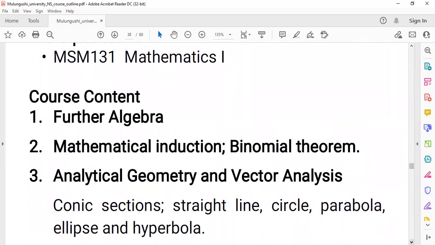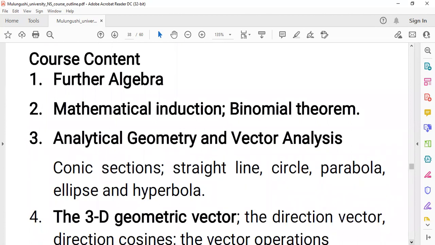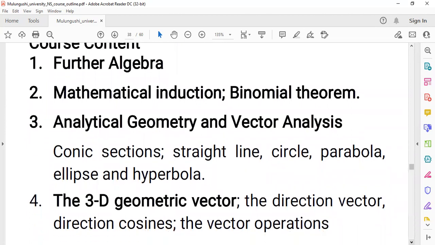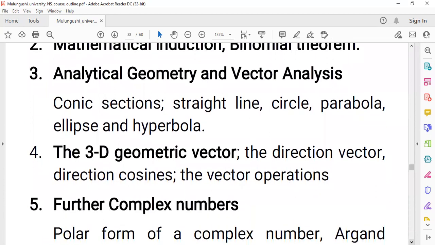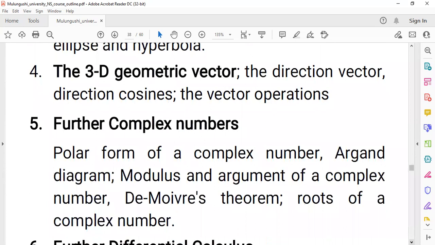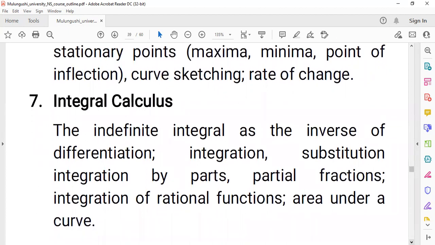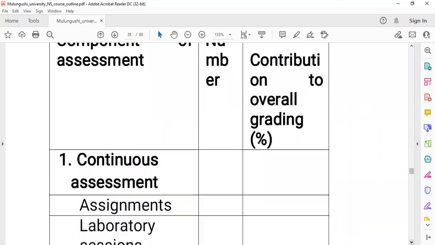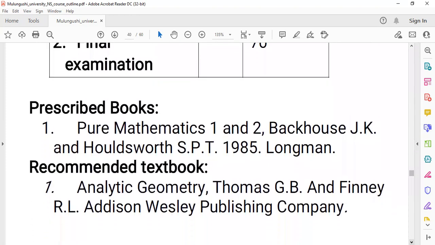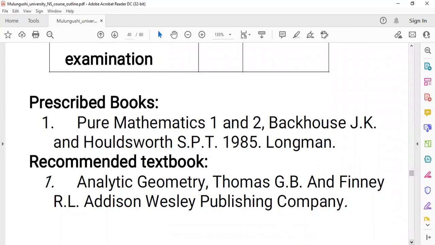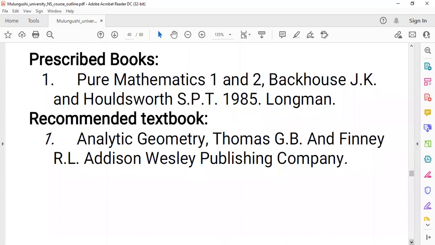Further algebra deals with things like the equation of a circle, partial fractions, and also mathematical induction, which is a form of mathematical proof. We look at the binomial theorem and Pascal's triangle, and so on and so forth. Then analytical geometry and vector analysis for 3D geometric vectors, and further complex numbers. Then you look at further calculus, which is further differentiation and integral calculus. That is for your second semester, Mathematics 2. For the prescribed books for Mathematics 1 and 2, I have this book on analytical geometry.